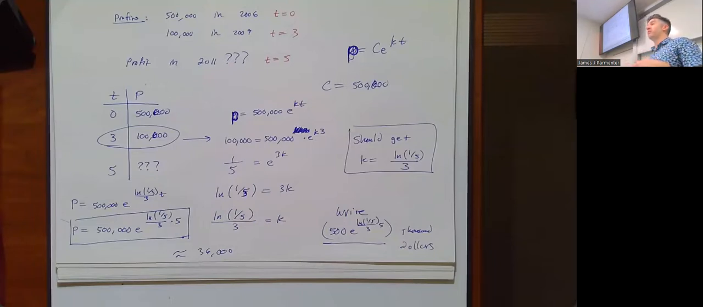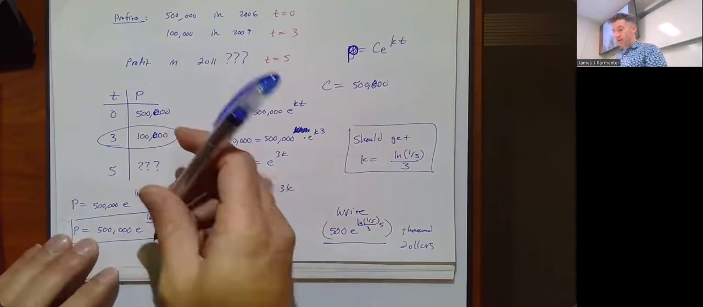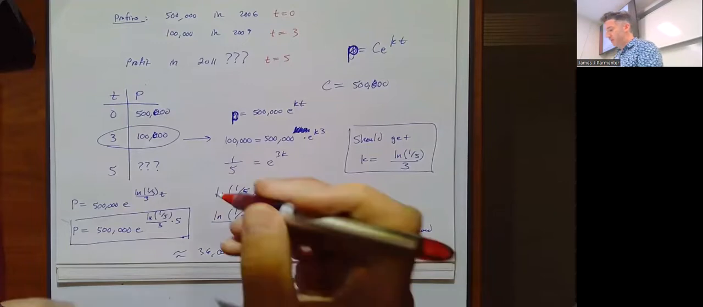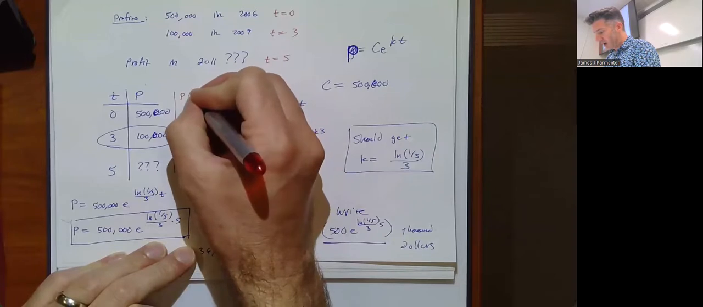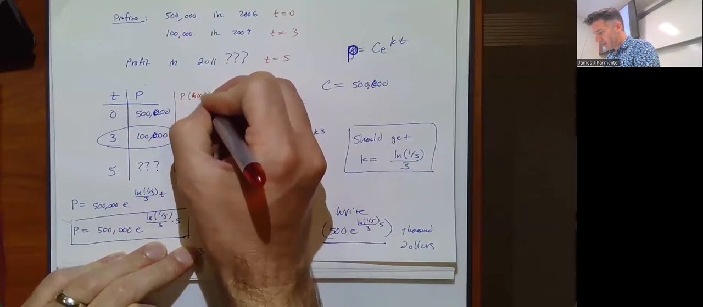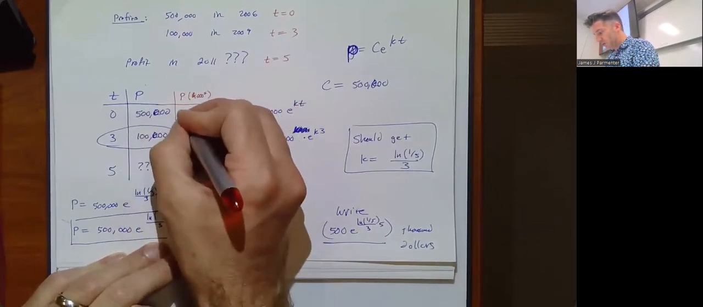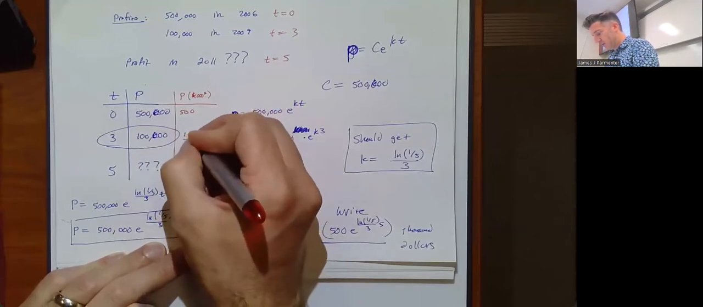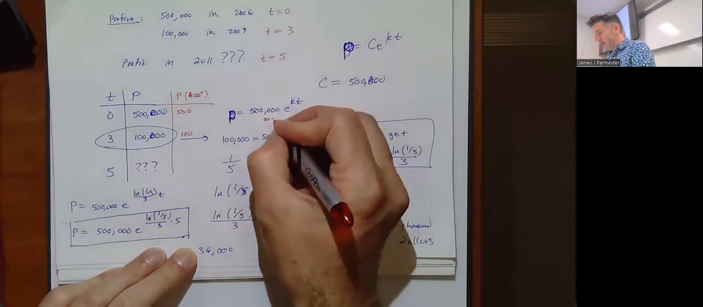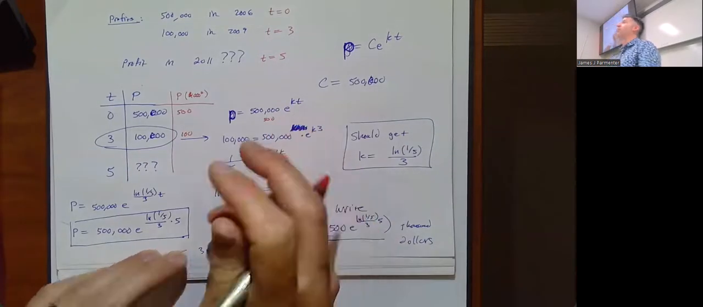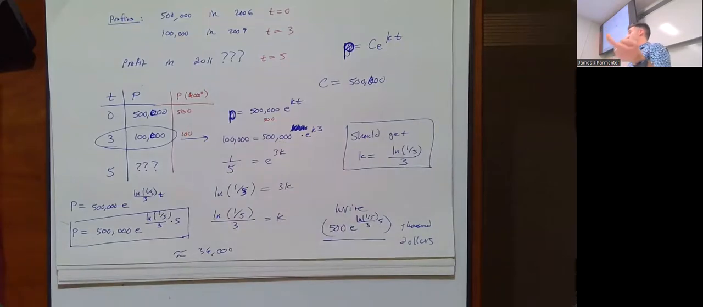I suppose the other way we could have avoided this garbage in the first place is by realizing that they were doing it in thousands. We could have said instead we have profit in thousands of dollars. So then our numbers could have been, instead of 500,000, just 500, instead of 100,000, just 100. And so when we had done this, we would have ended up with a 500 here instead of a 500,000. That's probably the better way to have gone about it. I just didn't see that till the very end.